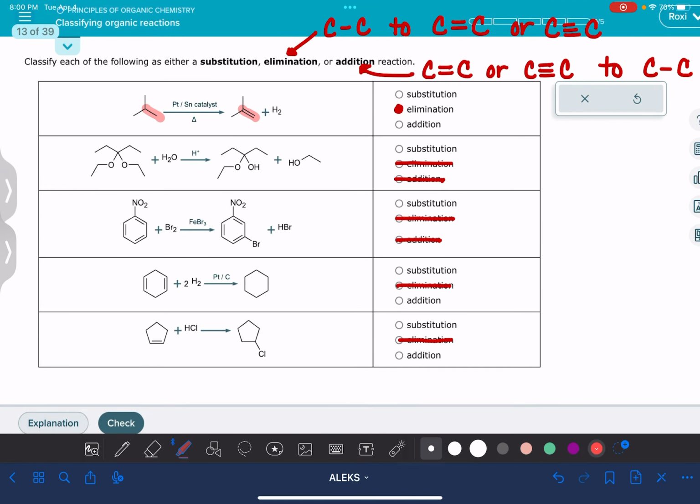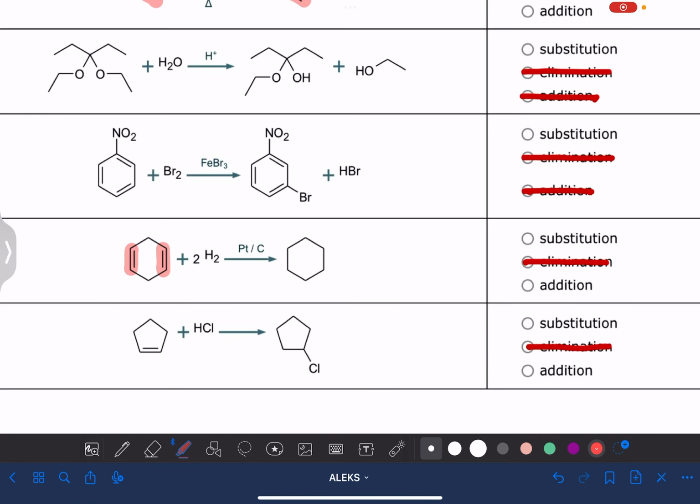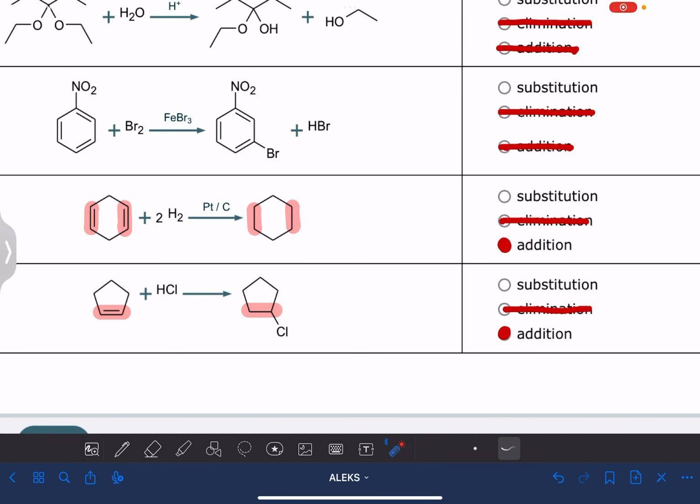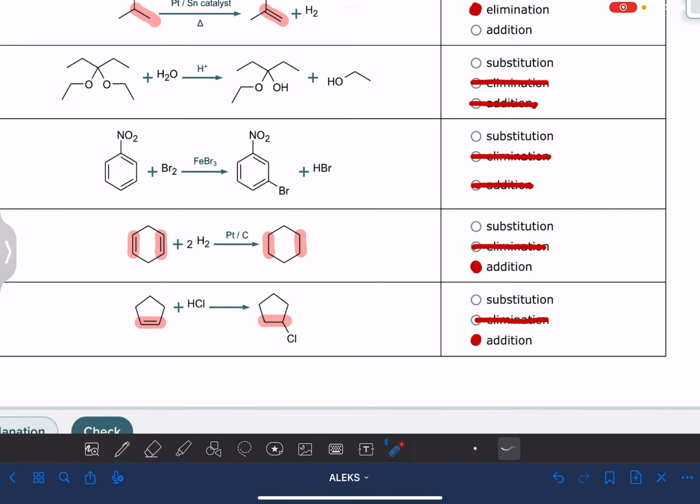Here we have a couple of double bonds. And if we look at the products, those double bonds are being turned into single bonds, which means that this is an example of an addition reaction. And we've got one more down here, a double bond that is being turned into a single bond. So this is an addition reaction. This reaction works by adding stuff to the double bond. In this case, we can see we added a chlorine to the double bond.